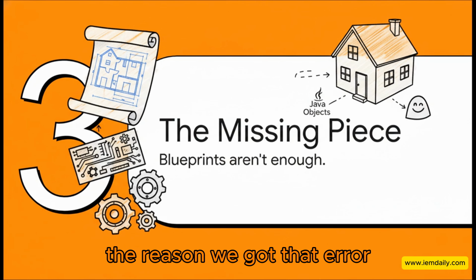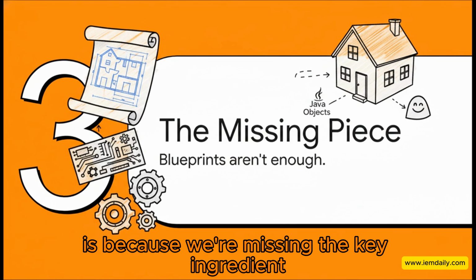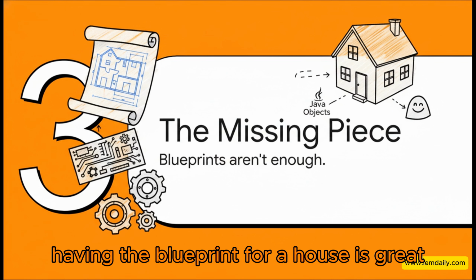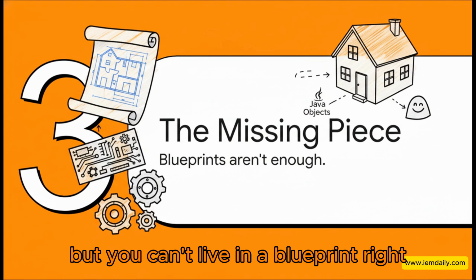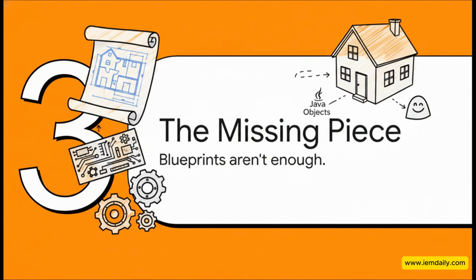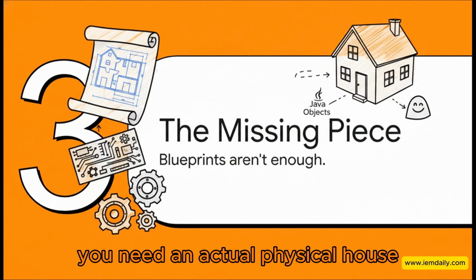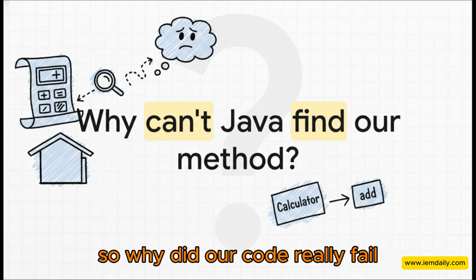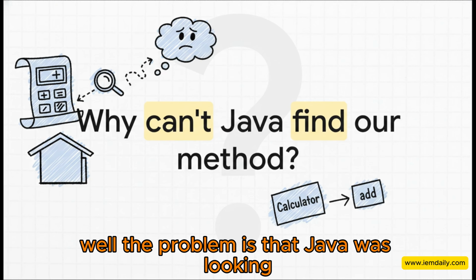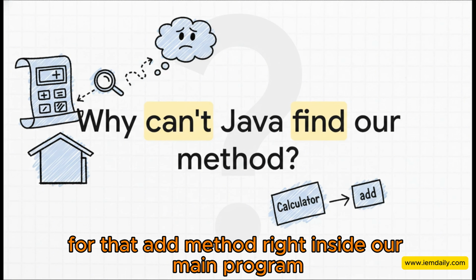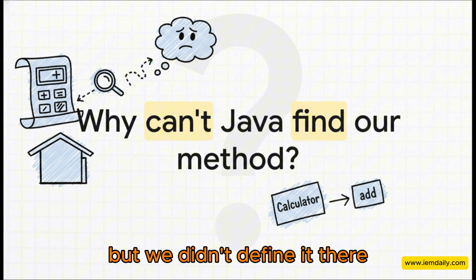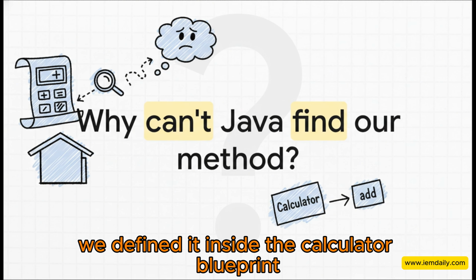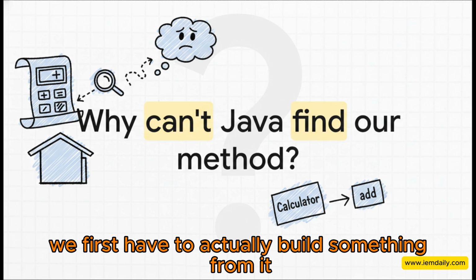The reason we got that error is because we're missing the key ingredient. Having the blueprint for a house is great, but you can't live in a blueprint, right? You need an actual physical house. In Java, we need an object. So why did our code really fail? Well, the problem is that Java was looking for that add method right inside our main program. But we didn't define it there. We defined it inside the Calculator blueprint. To use the blueprint, we first have to actually build something from it.